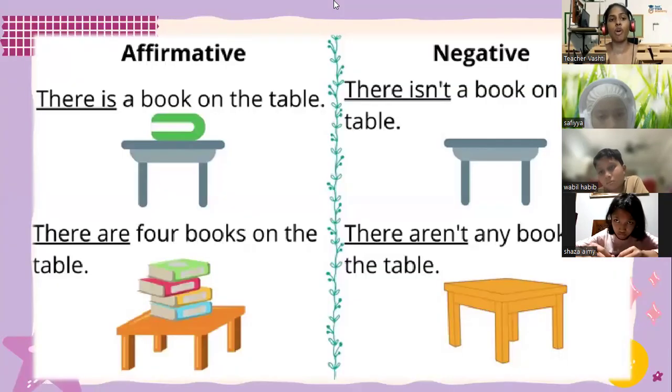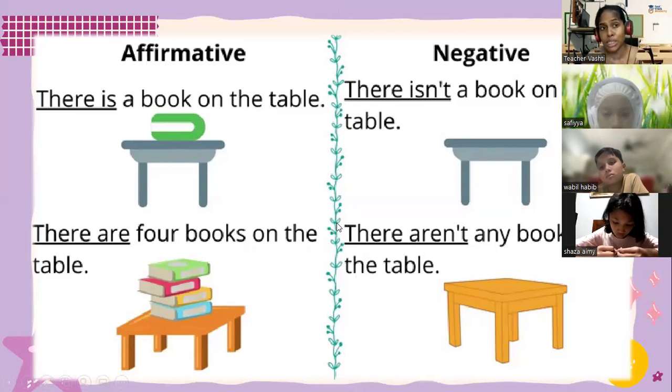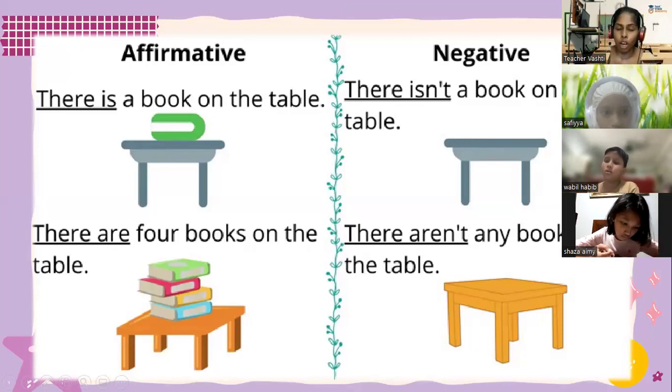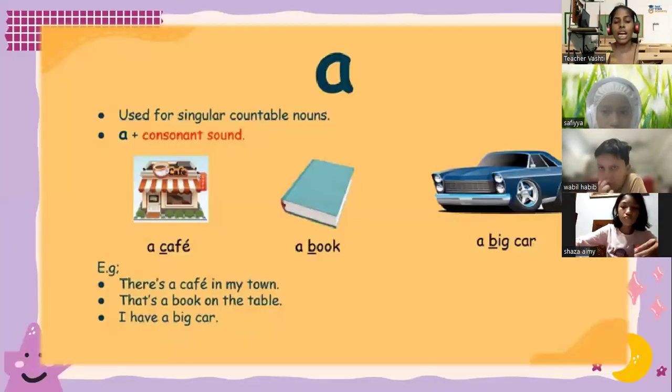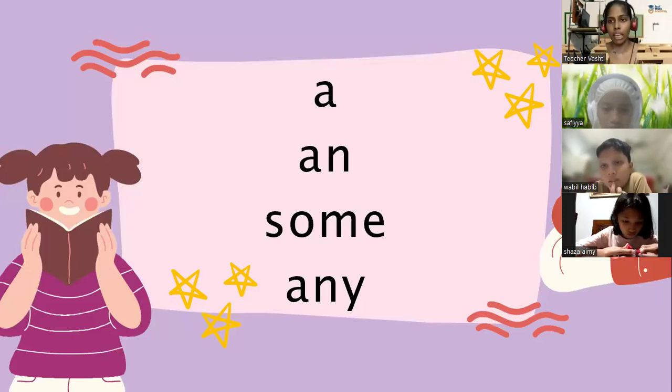There is means we use for one. There is a book on the table. Ada satu buku sahaja. Kalau tidak ada, you don't have, there is nothing. So you say there isn't a book on the table. But if you have many, kalau ada lebih dari satu, more than one, you have to say there are 4 books on the table. Kalau tak ada, you say there aren't any books on the table. Okay, so the main difference, perbezaan yang paling utama adalah is tu kita guna untuk satu, are tu kita guna untuk banyak.